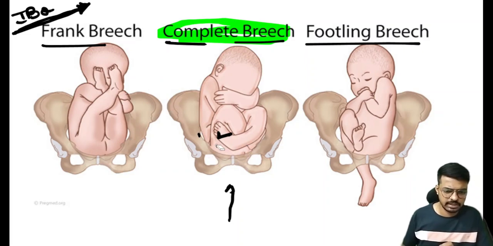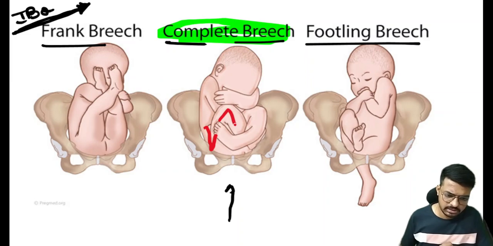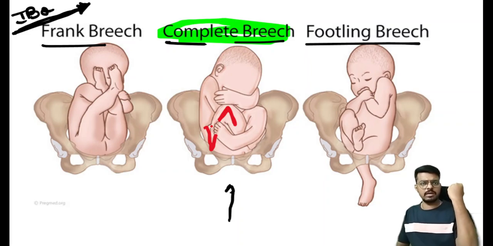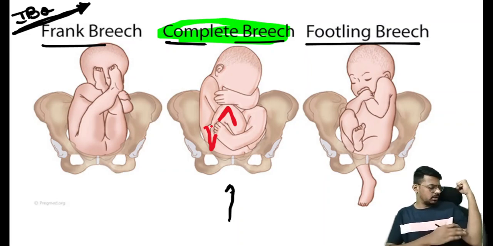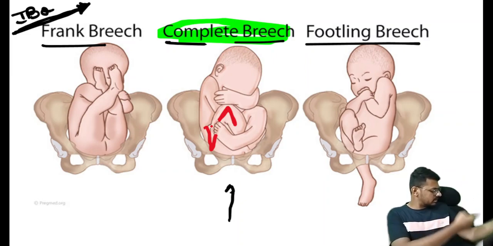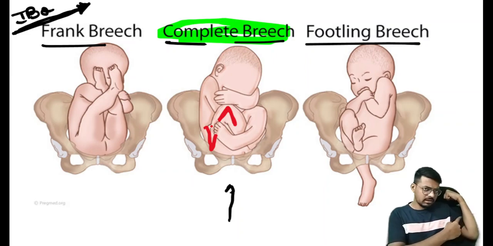In the complete breech, the hip is completely flexed, and the knee is also completely flexed. What is flexion? Flexion means a decrease in the angle between the joints. If the angle between the joints is decreased, there is flexion, and if the angle between the joints is increasing, that is called extension. The angle between the joints decreasing is called flexion.